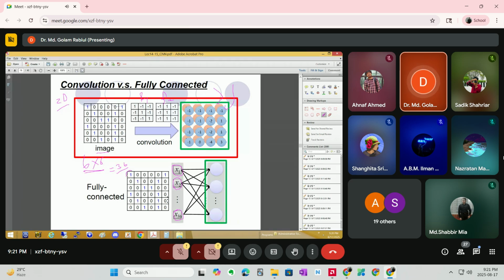In our input 1, this value we have to pass. And in the second neuron, we have to pass this one. In this way, for 36, we have to pass this value. So x1 means 1, x2 means 0. Similarly, x36 means 0. So for neural network design, we have to think about it like that.